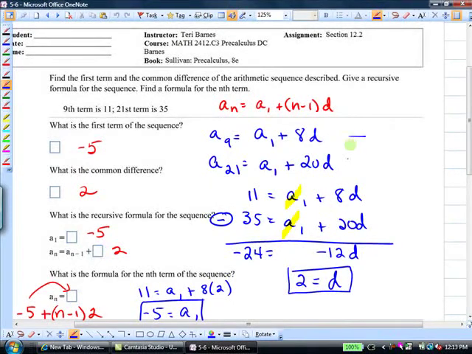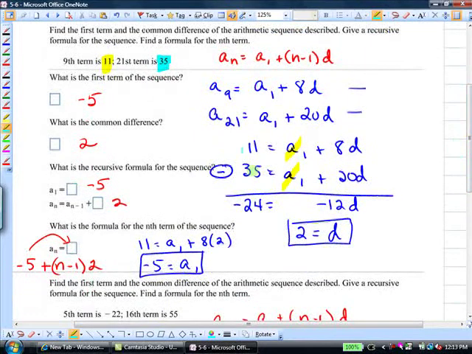So here's two possible equations I'm going to use. Now I know what a sub 9 is. What is it? 11, right here. And a sub 21 is 35. So I'm going to substitute 11 and 35 right there. Then you've got two equations with two variables, a sub 1 and d.